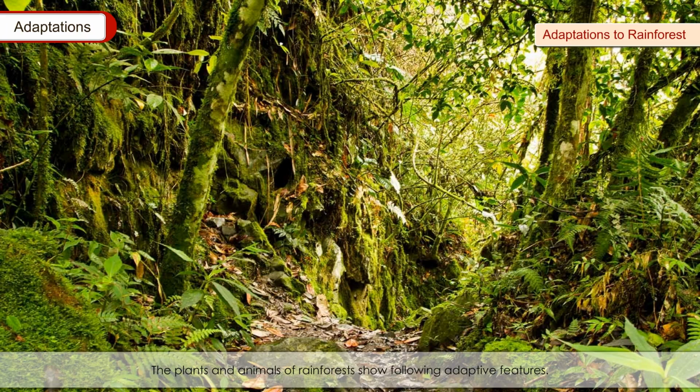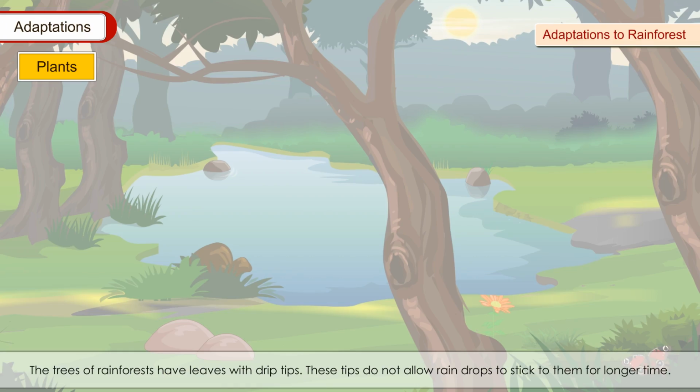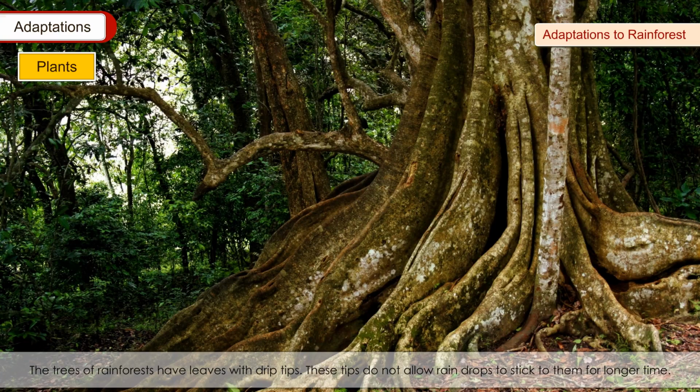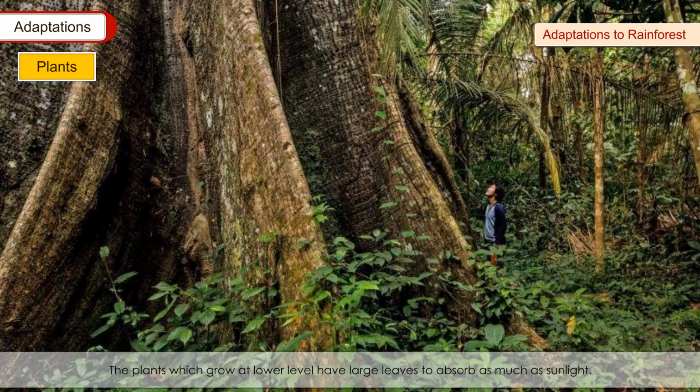Adaptations to rainforest. The plants and animals of rainforests show the following adaptive features. Plants. The trees of rainforests have leaves with drip tips. These tips do not allow raindrops to stick to them for a longer time. This feature protects leaves from rotting due to water.